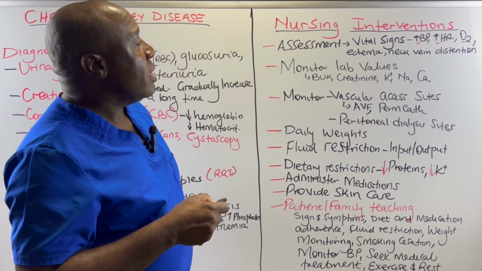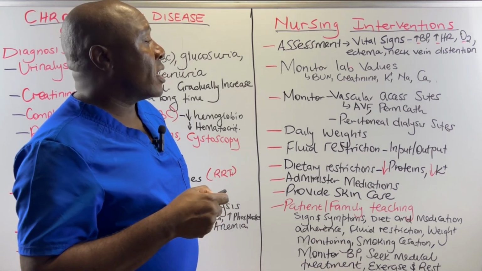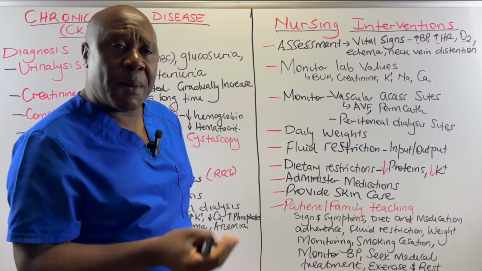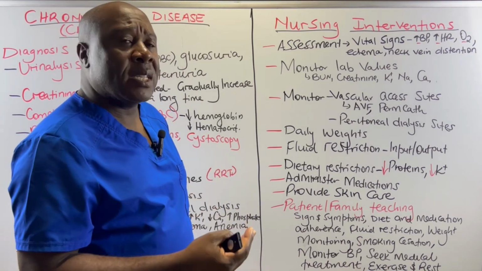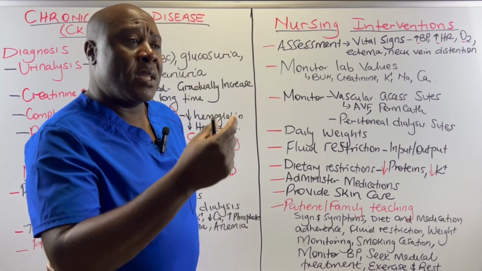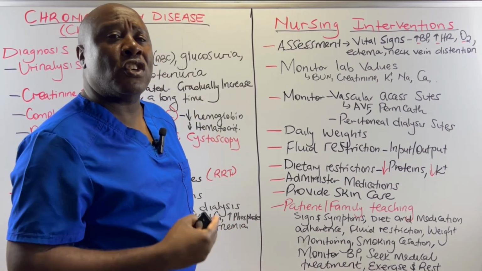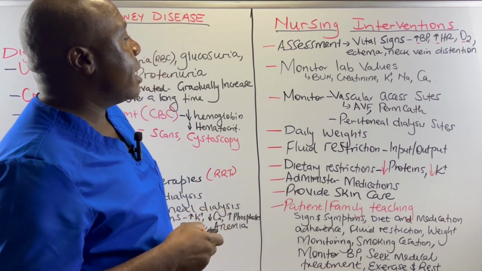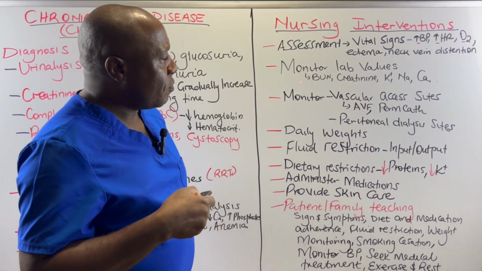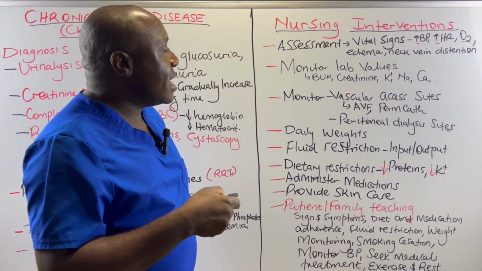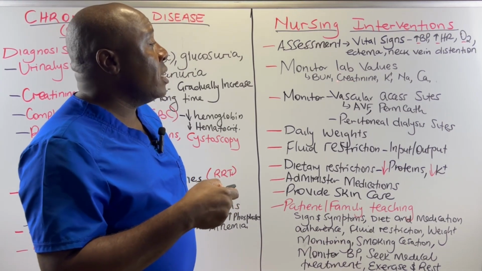Number two, nurses monitor lab values. You are keeping an eye on the lab values of this patient. When lab draws are done, when urine is actually obtained and taken to the laboratory, you always look at the result just to see if the intervention methods are actually bearing any fruit. So we look at the BUN levels, we look at the creatinine levels, and again I repeat, creatinine is the best indicator of kidney function.